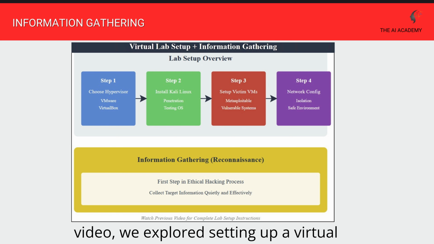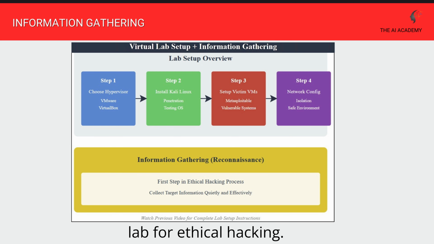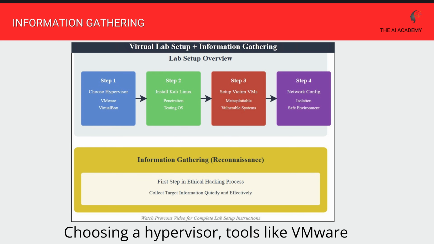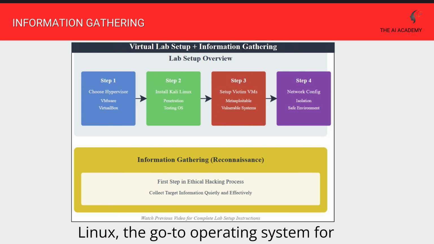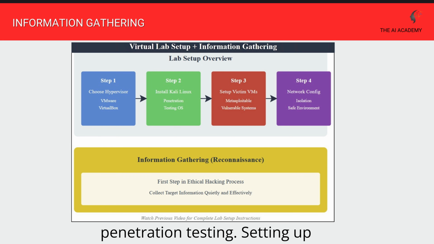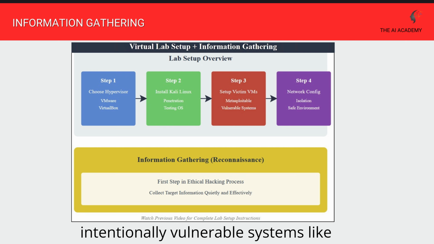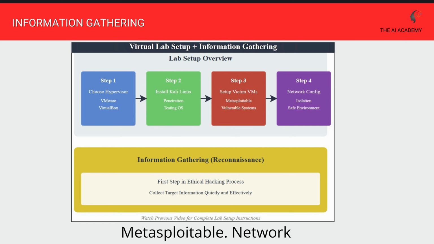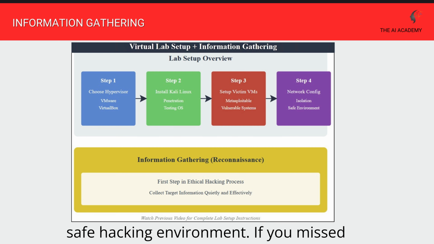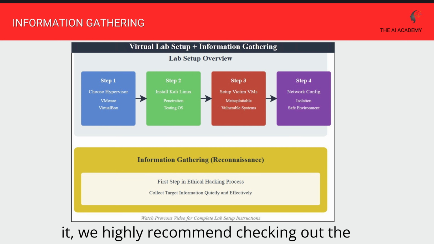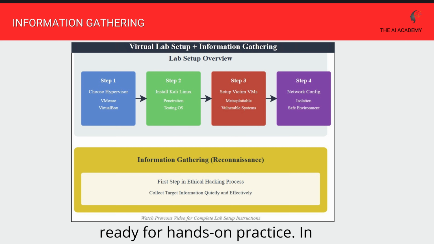In our last video, we explored setting up a virtual lab for ethical hacking. We covered choosing a hypervisor, tools like VMware and VirtualBox to create virtual machines, installing Kali Linux, the go-to operating system for penetration testing, setting up victim machines, configuring intentionally vulnerable systems like Metasploitable, network configuration, ensuring proper connectivity and isolation to create a safe hacking environment. If you missed it, we highly recommend checking out the previous video to ensure your lab is ready for hands-on practice.